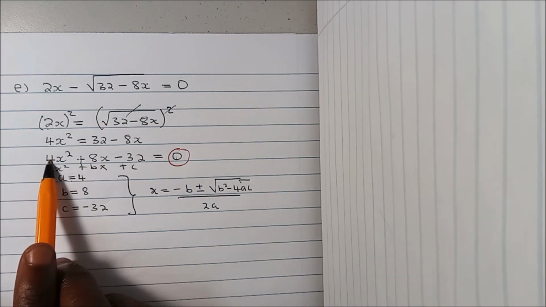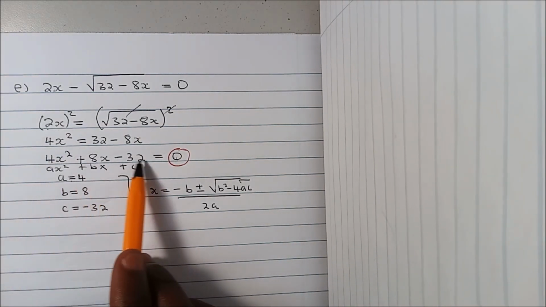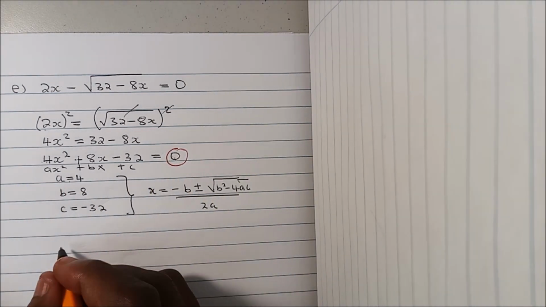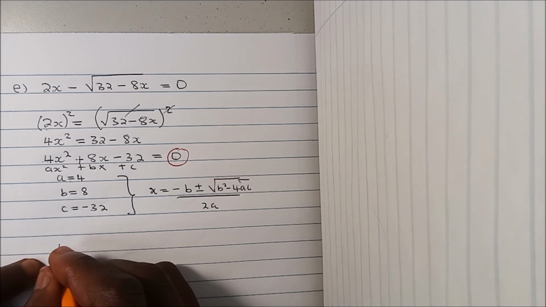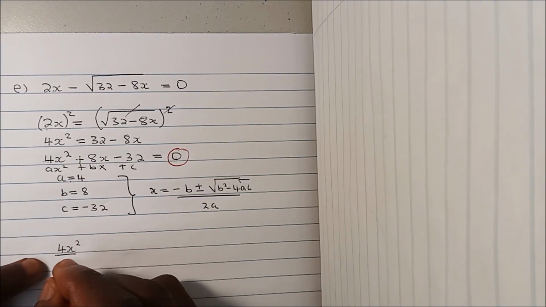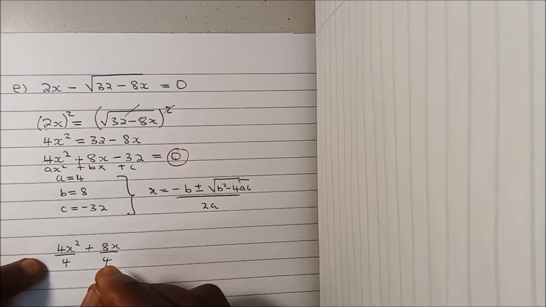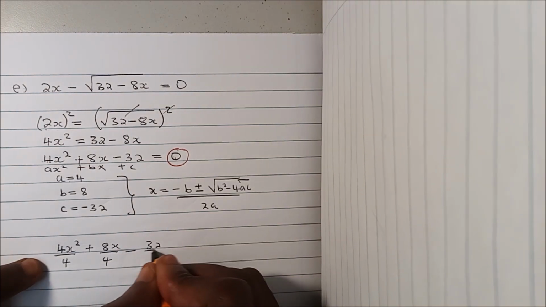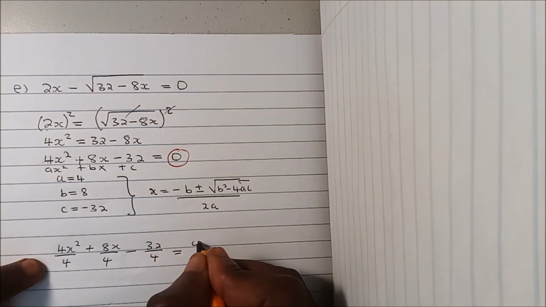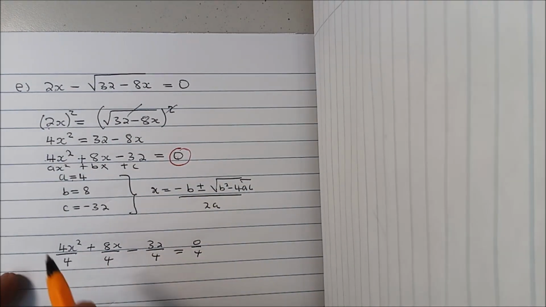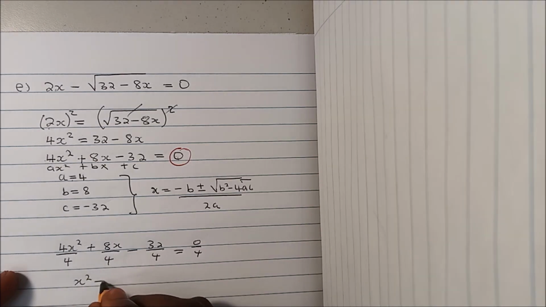Or what you can do is, the equation seems scary, but you can reduce it. Are you aware that 4 is a factor in all these terms? So we can just divide everything by 4. So 4x squared divided by 4, plus 8x divided by 4, minus 32 divided by 4. But my advice is it's better to go straight to quadratic rather than going through all this.